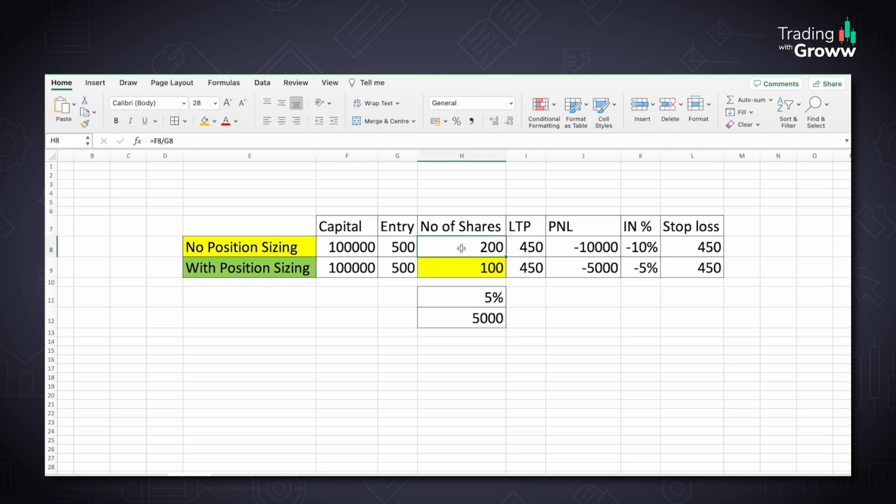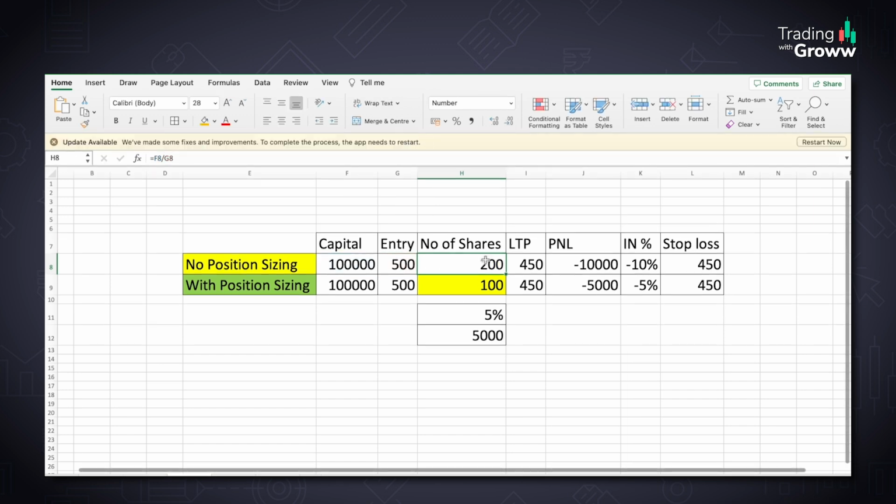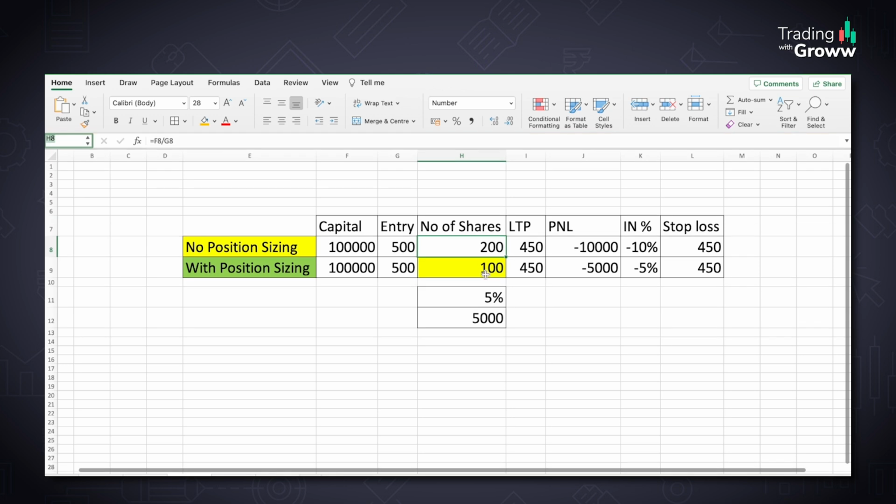So what they'll do is directly buy 200 shares. How are they able to buy 200 shares? It is this 1 lakh divided by the entry price. That tells them how many quantities they can purchase, so it tells them you can purchase 200 quantity. Now if the LTP goes to 450, which means the stop loss is hit, they are going to lose 10,000 rupees, which is 10% of their capital, gone if the stop loss is hit. So this is what most people will do.